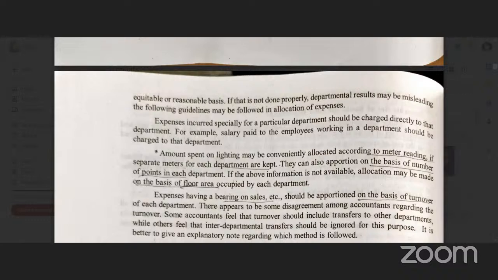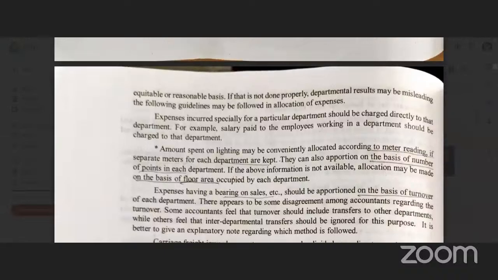Understood this? So how do you allocate the lighting? For the entire building you get one bill, but he wants to know department wise. So how does he allocate? Submeters. He'll keep submeters floor wise and divide the amount. Otherwise, if you don't have the submeter facility, number of power points, as I gave in the example. Or if we don't have that also, then floor area occupied by each department. So any of these three methods he will adopt to divide the lighting expenditure among the departments. Are you clear enough? Yes.